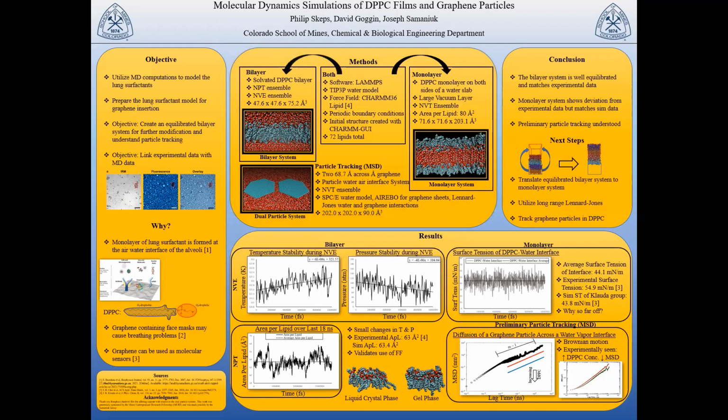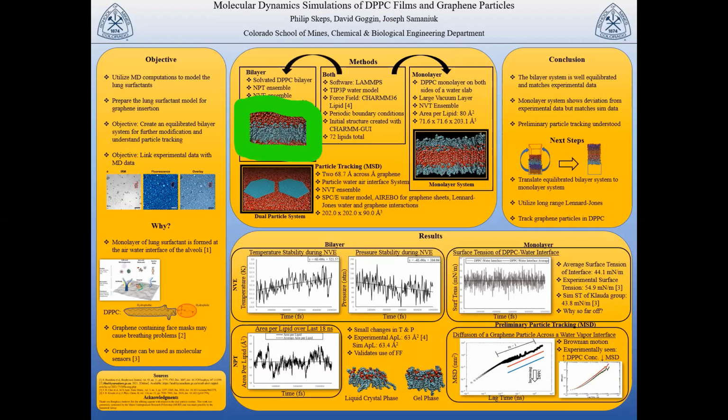The LAMMPS MD software was utilized to model both monolayer and bilayer systems. TIP3P water was used in both models in accordance with the CHARMM36 lipid force field. Periodic boundary conditions were used in both models, and both simulations were thermostated to 323 Kelvin. 72 total lipids at 30 water molecules per lipid. Initial structures were created using CHARMM-GUI.